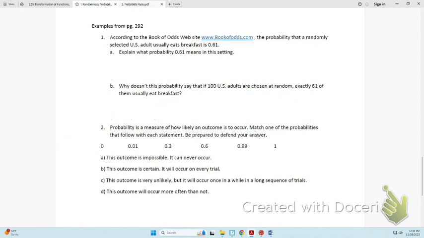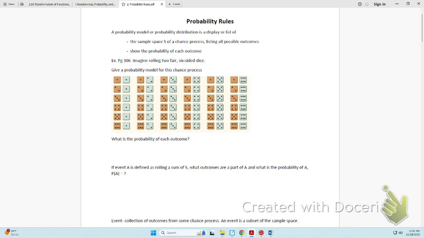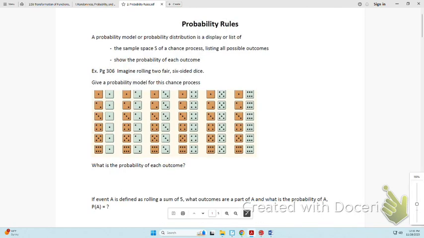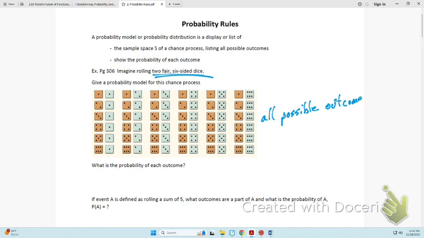We then moved on to another handout that goes over the basics of probability. So right here we have two dice being rolled, and I wanted to show a picture of what a sample space is. So if I roll two fair-sided dice, these are all the possible outcomes. That is known as the sample space.